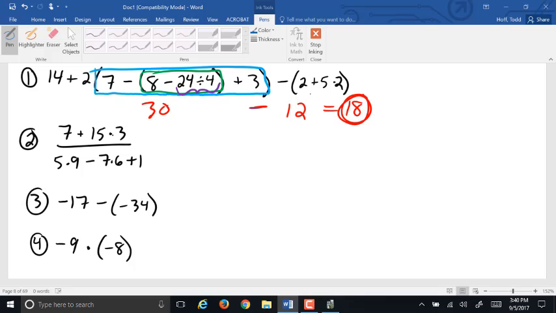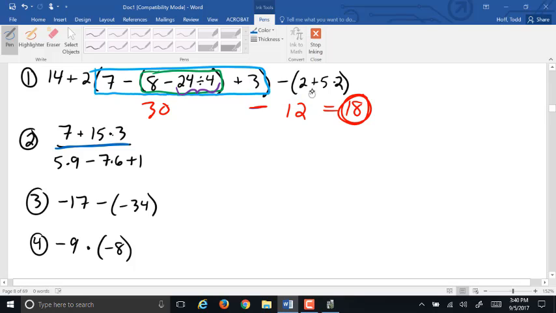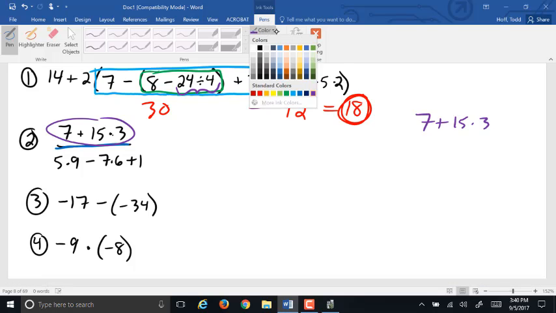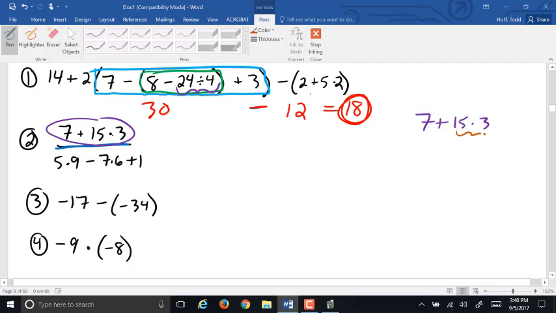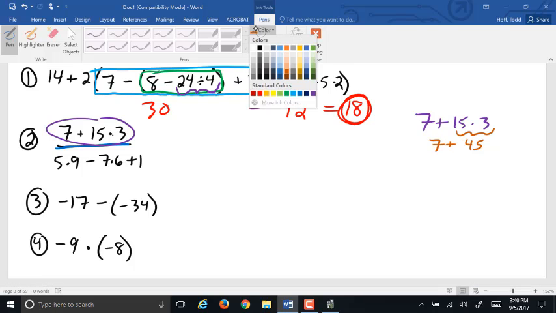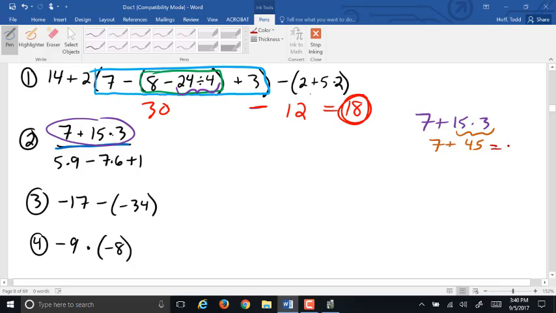So, number 2, that fraction bar, remember, tells us we have to do everything on top first, then everything on bottom, and then we can divide. So let's do the top of that first. 7 plus 15 times 3. What are we going to do first? Multiply. 15 times 3 is 45. 7 plus 45, 52. So the top of that is 52.